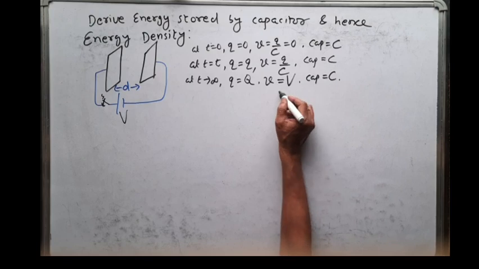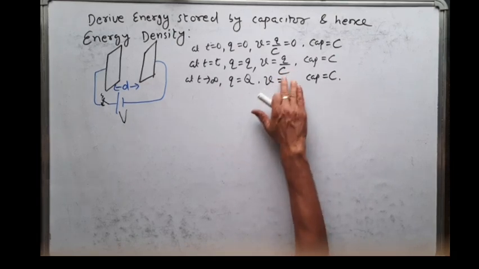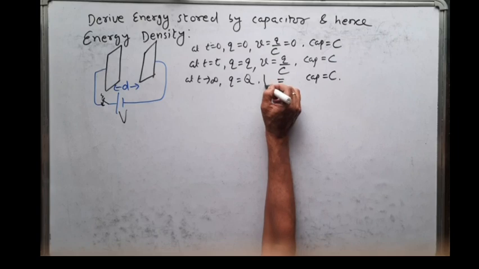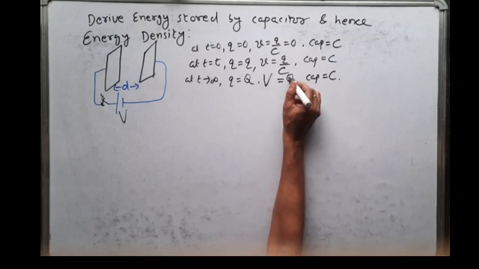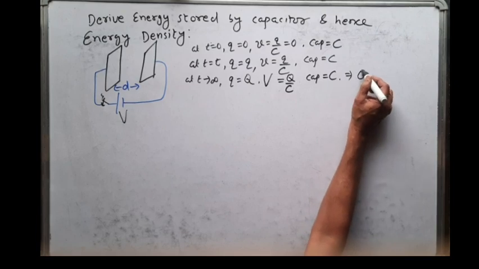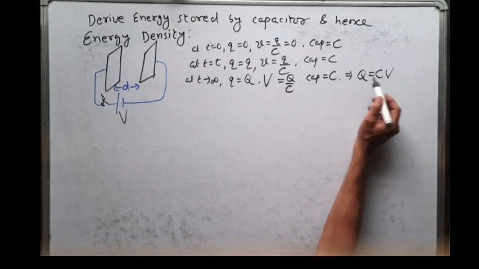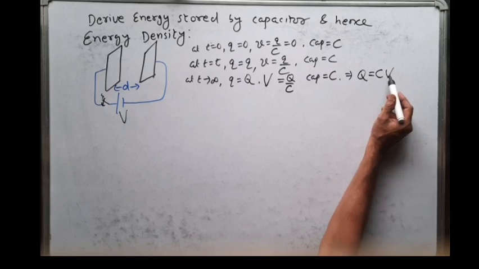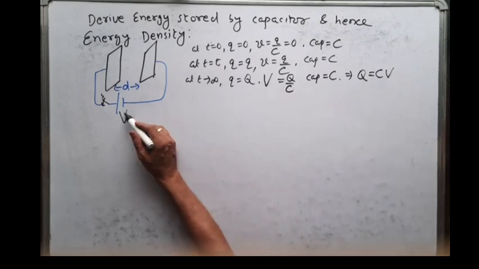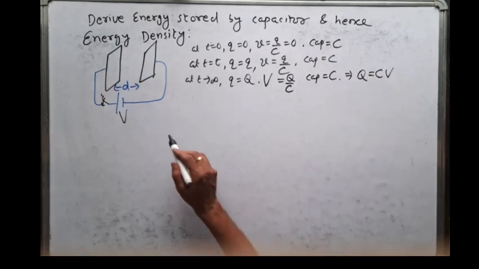And we can write V is equal to what? Q by C. The voltage across the capacitor will be V, which is equal to maximum charge by capacitance. So from this you can say Q is equal to CV. Q is the maximum charge, V is the maximum voltage developed across the capacitor, which is equal to the supplied voltage, and C is the capacitance.